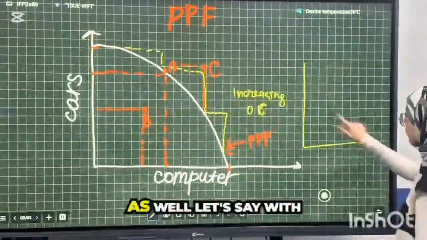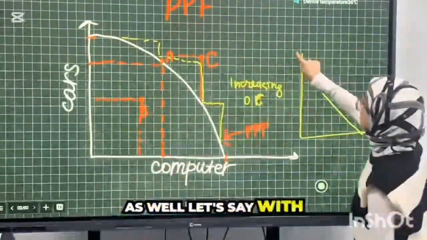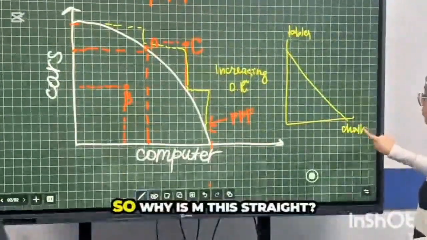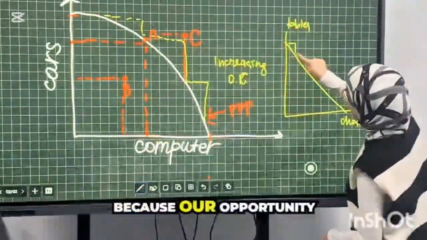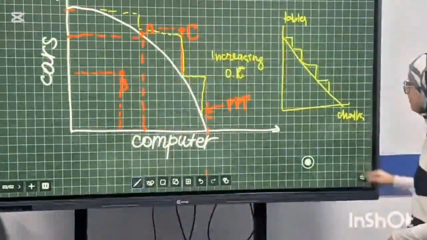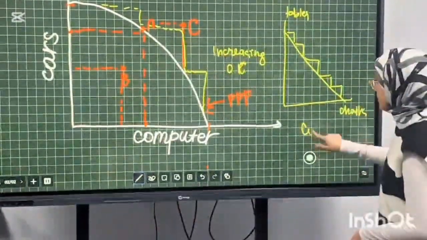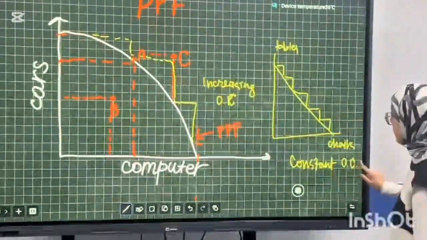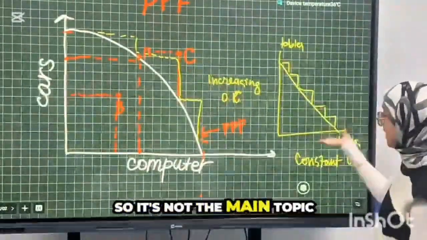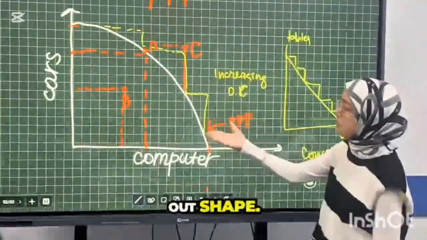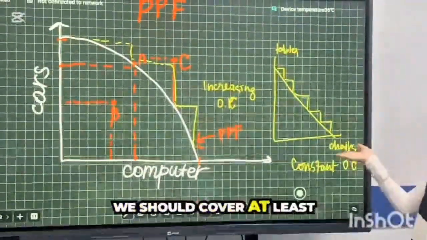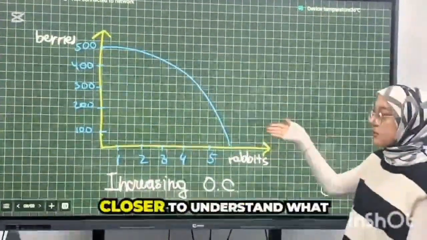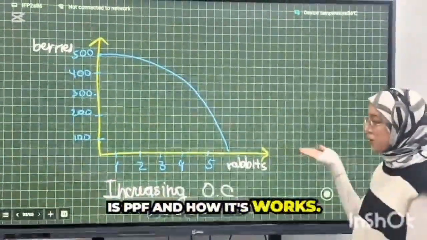It can actually be straight as well. Let's say with examples of tables and chairs. So why is this straight? Because our opportunity cost is constant. So it's not the main topic of it, it's more about this bowed out shape. But I believe that we should cover, at least understand this part as well. That's it.